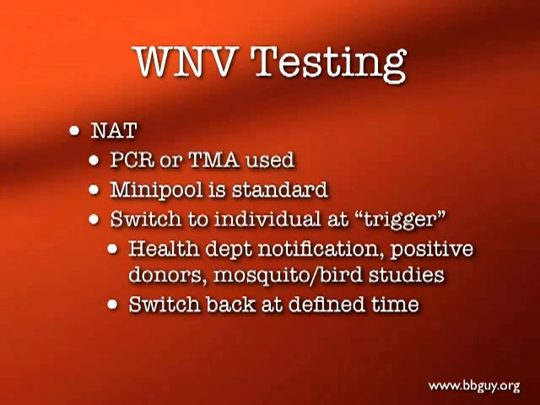For testing, as I said, we use NAT, either PCR or TMA, depending on the platform. We standardly use a mini pool, though we switch to individual testing at the time of a trigger, and each blood center has to define what its trigger will be to go to the more sensitive testing, whether that's notification from the health department that West Nile is prevalent in your area, whether it's positive blood donors, whether there's increased amounts of West Nile in mosquitoes and birds. Either way, you switch to individual donor testing at a defined interval, and then you switch back at that defined interval, whether that's 7 days without any positive tests or whatever you choose to do.